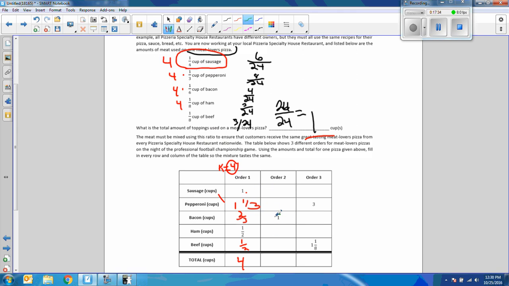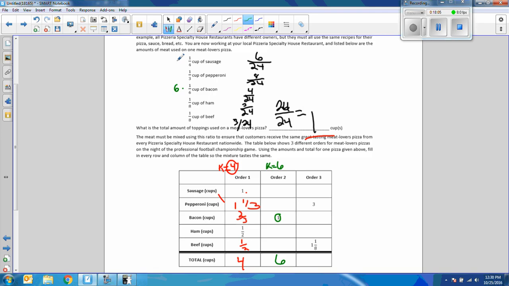So here is our known. We know order 2 had 1 cup of bacon. So I'm going to erase this now. We have to find our K. And the easiest way to do that is just to ask yourself, 1 cup of bacon. Well, if I have 1 cup of bacon, what do I multiply 1/6 by to get 1? And it is 6. So now for order number 2, K equals 6. So this better come out to be 6 when I'm done.